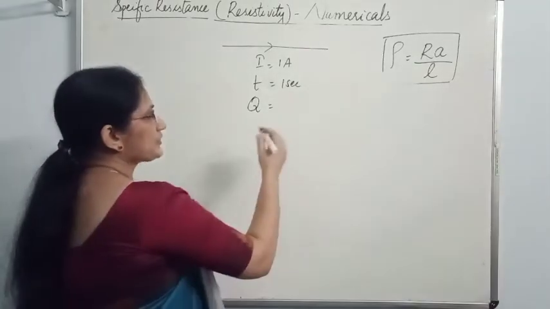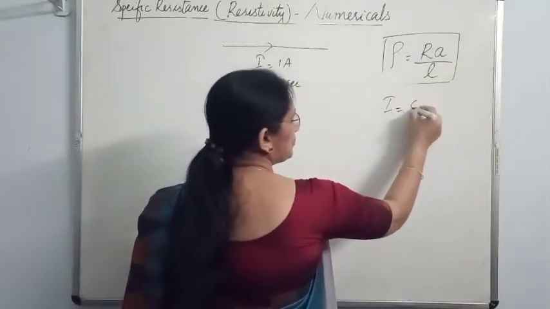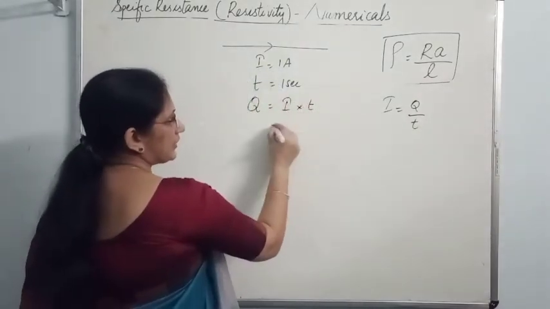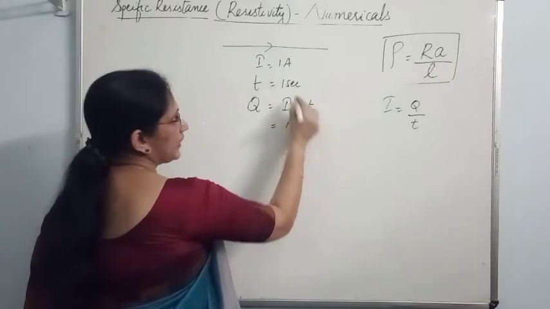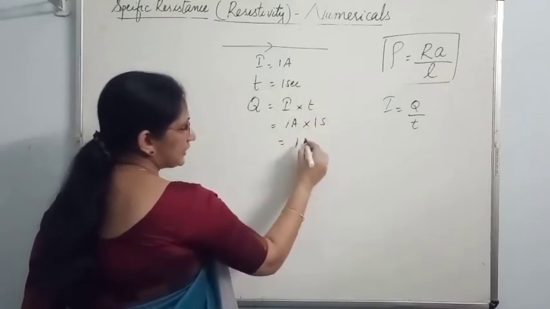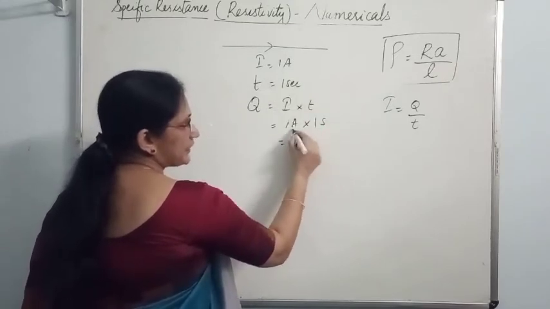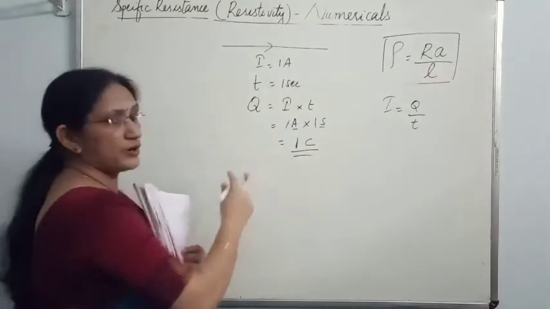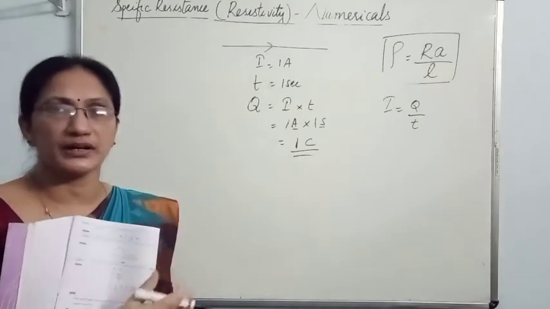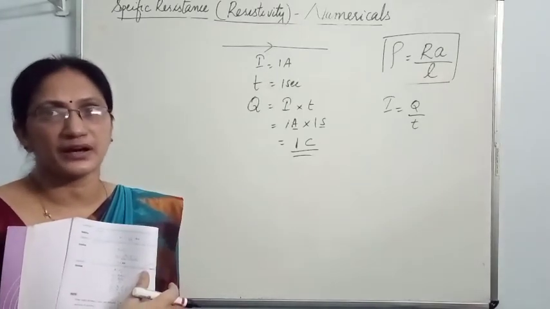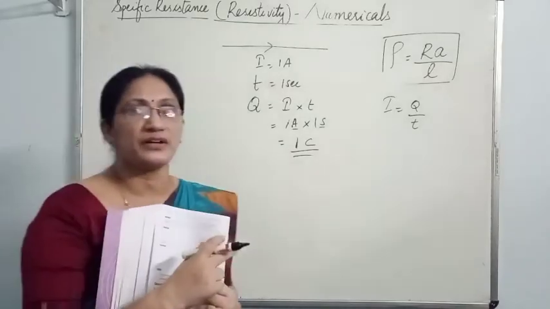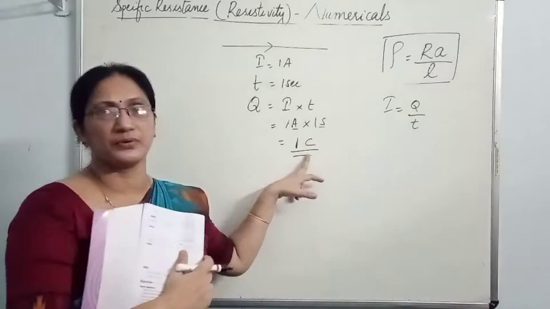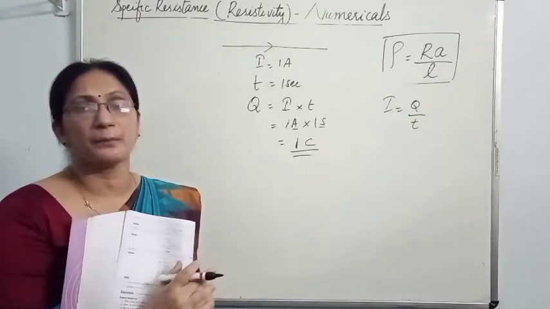For that, use the formula I is equal to Q by T. So what is Q? Q is I into T. I is 1 ampere and time is 1 second. So you will get 1 ampere second, which is known as coulomb. So there must be a charge of 1 coulomb flowing through the conductor per second to have 1 ampere current. You are asked to find out how many electrons must flow. Quantity of charge is 1 coulomb. Then how can you find out the number of electrons?